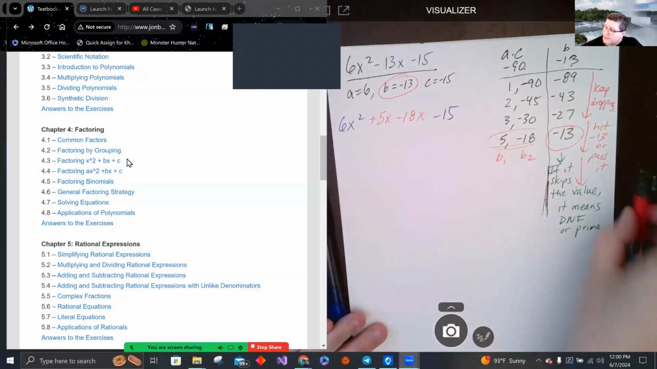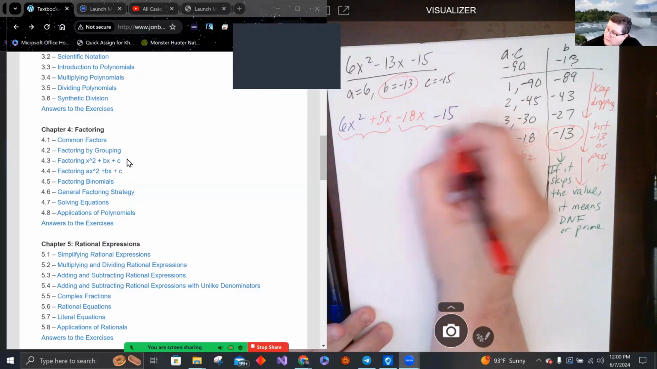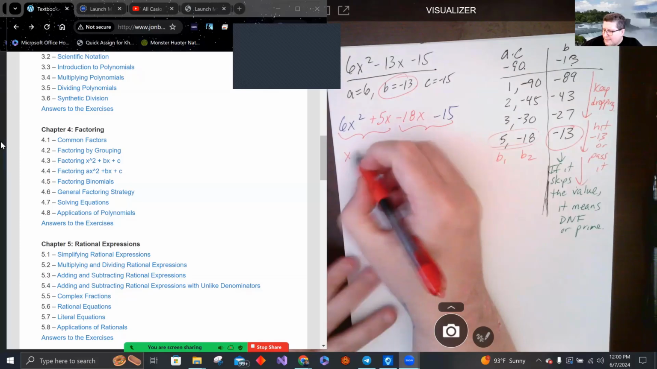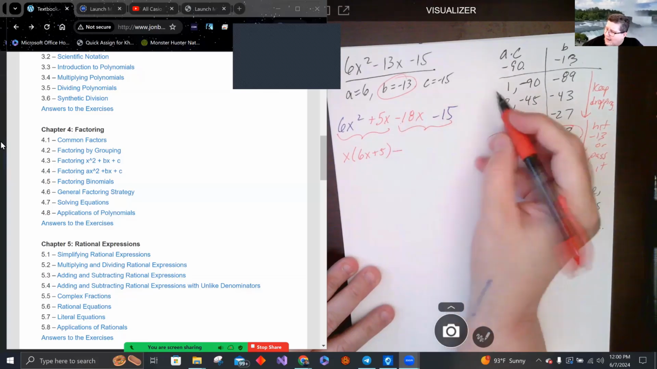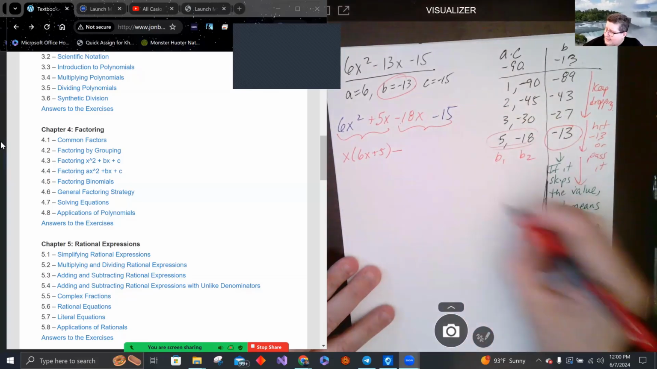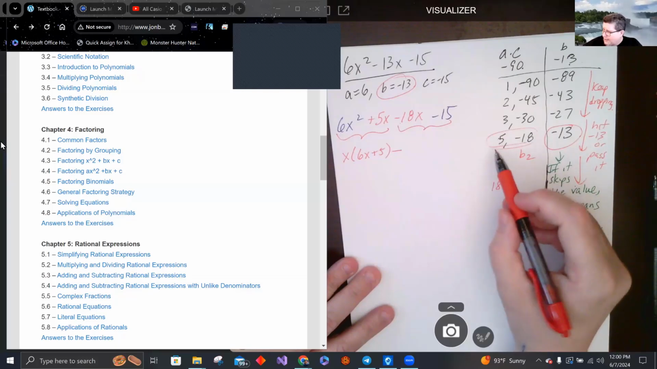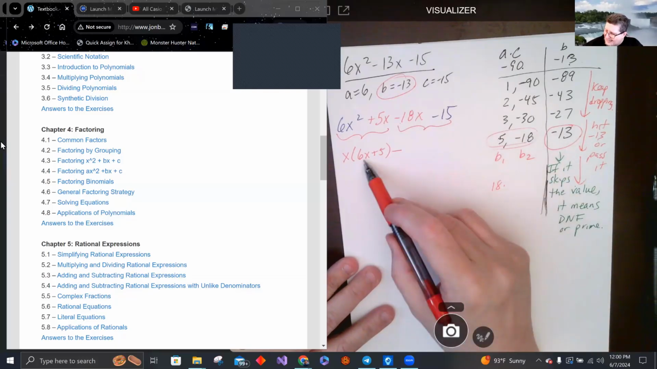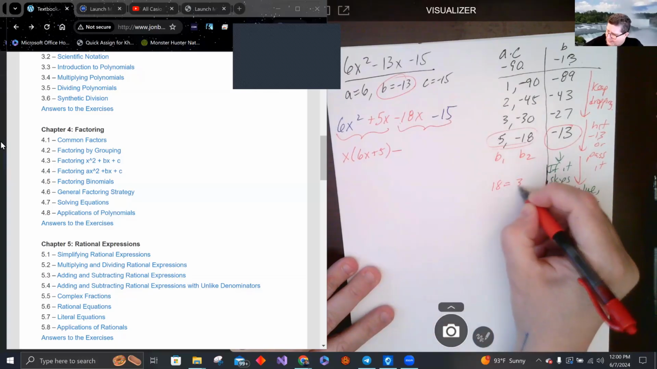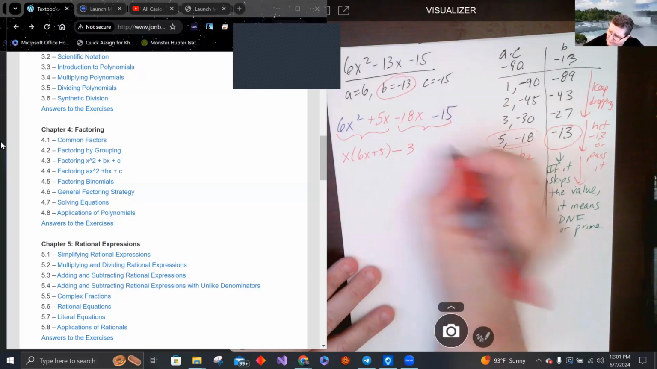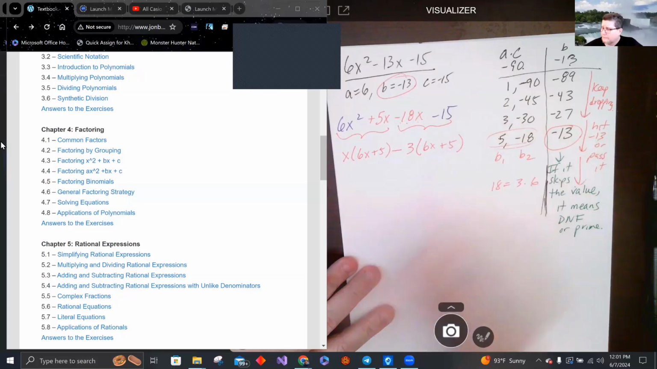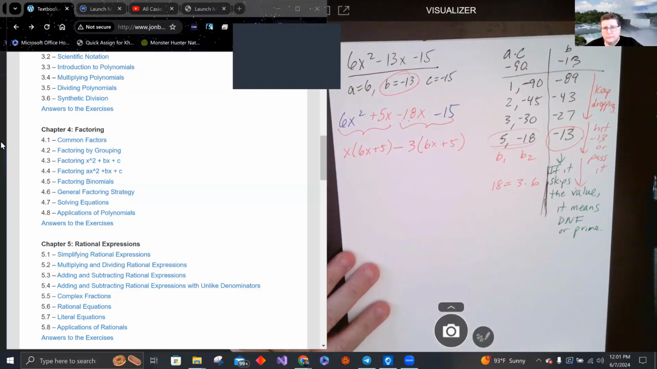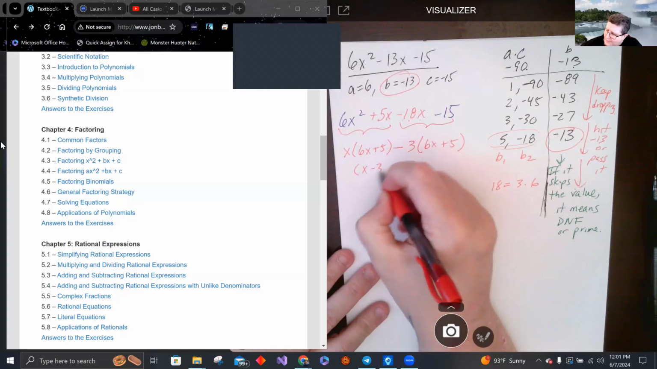Now we can do grouping by pairs. This only has an x in common. Here I need to take out a negative 18, so I should end up with a 6 inside. So 3 times 6. I could factor out a 3 and I have a 6x and I have a 5. I finish grouping and I have x minus 3 times 6x plus 5.